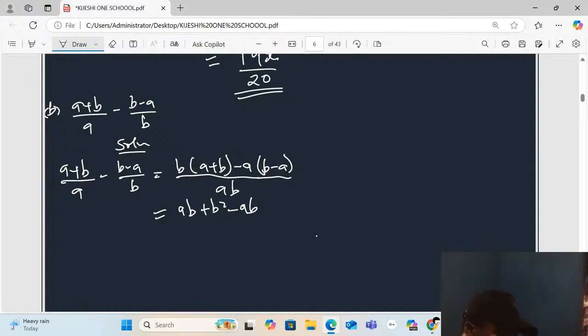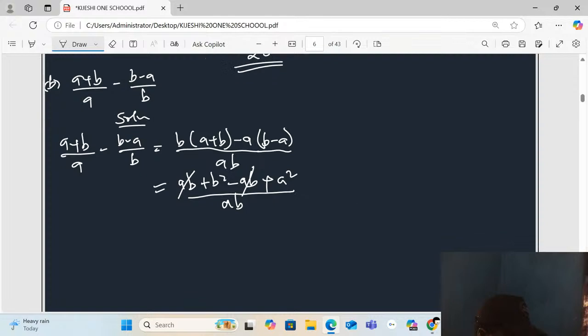Then minus minus becomes plus A squared, plus A squared. Therefore, AB and negative AB cancel out. It is all over AB. The two will cancel out, and you remain with B squared plus A squared over AB. That is how simple it is. You get your answer: B squared plus A squared over AB. That's simple.